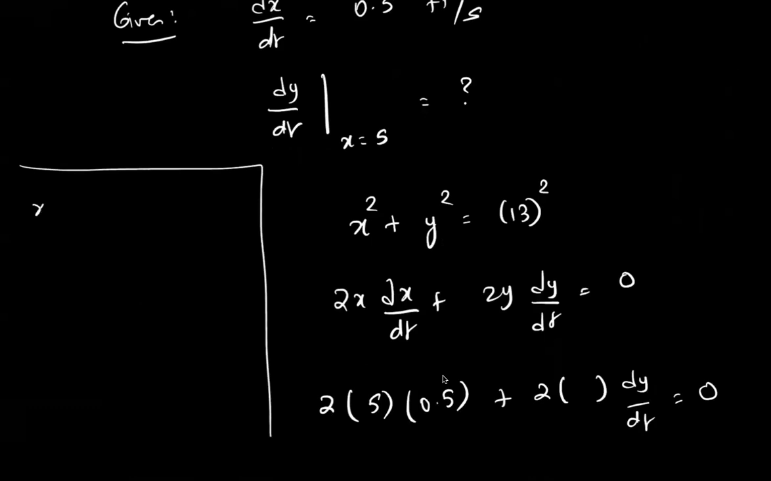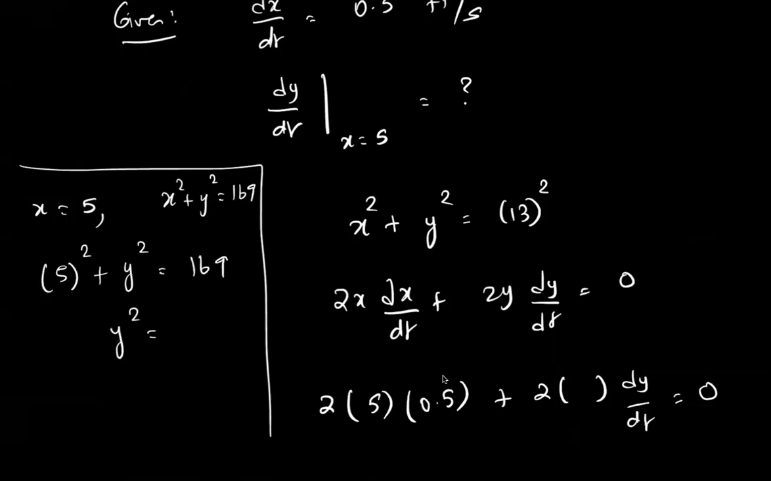So when x is equal to 5, this ladder distance is always 13, right? So we are going to use the same relationship. x squared plus y squared is 169. So 5 squared plus y squared is 169. y squared is 169 minus 25, which is 144. So y is 12 at that instant.